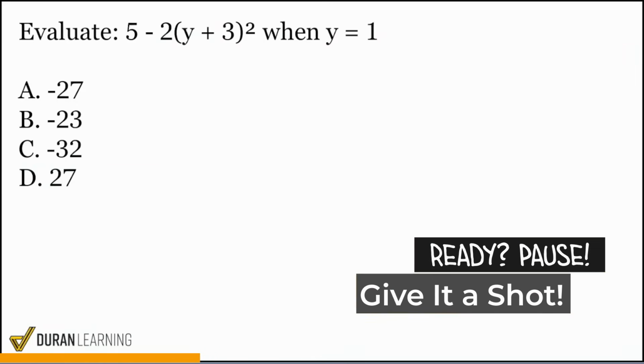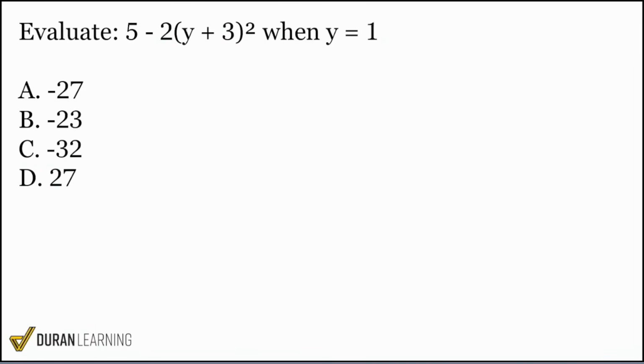All right, here's the next question. So here we are going to be evaluating an algebraic expression, and the expression is 5 minus 2, and the 2 is being multiplied with y plus 3 all squared. So this one is definitely one where we need to pay attention to the order of operations, and as long as we do that, we might have to deal with a negative here, but I think from there we're good.